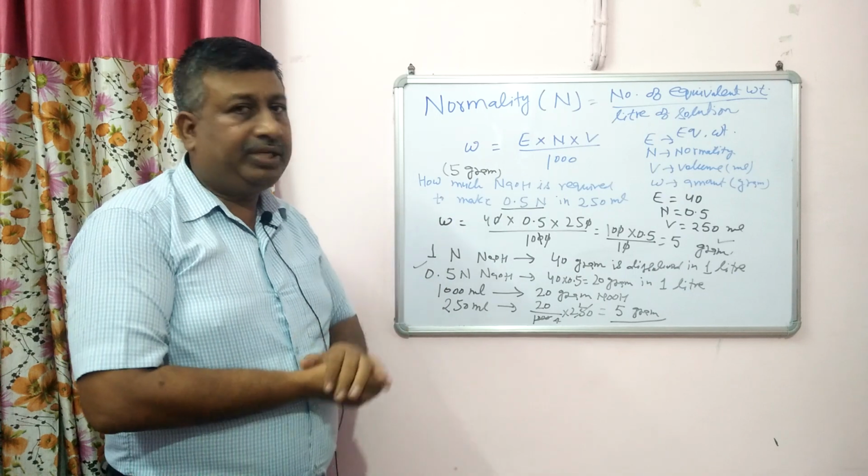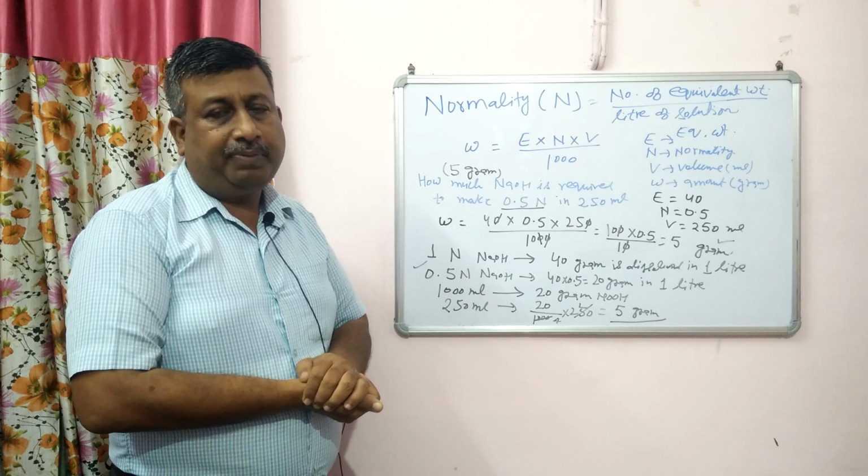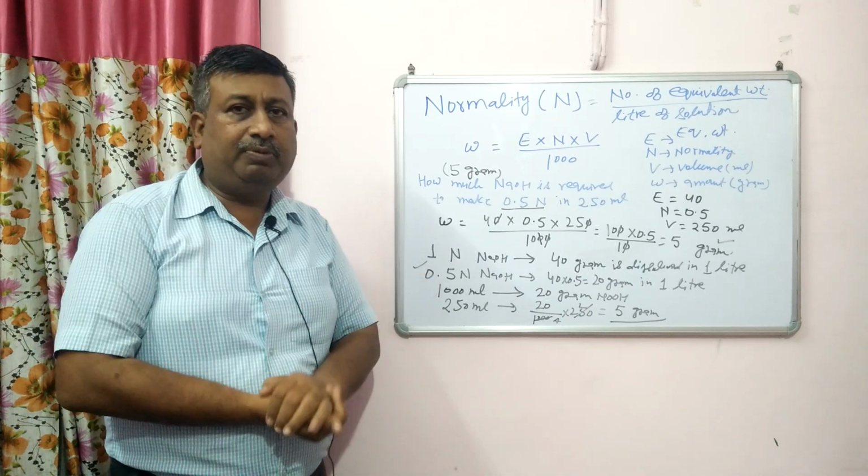So this is the way we can calculate the normality. Normality is the number of equivalent weight per liter of solution. So this was about the normality of solution.